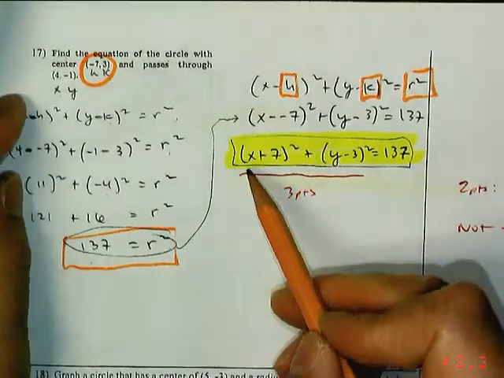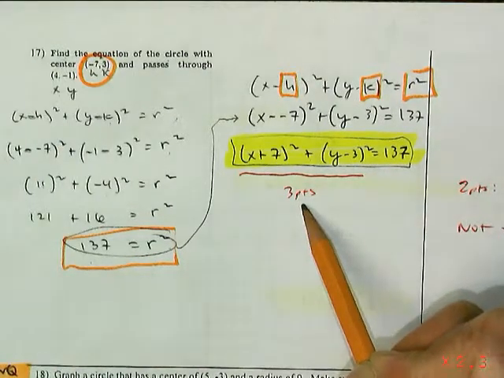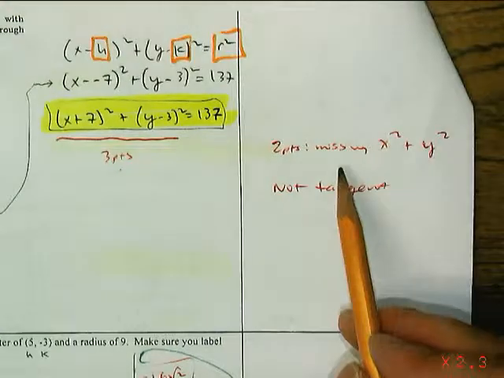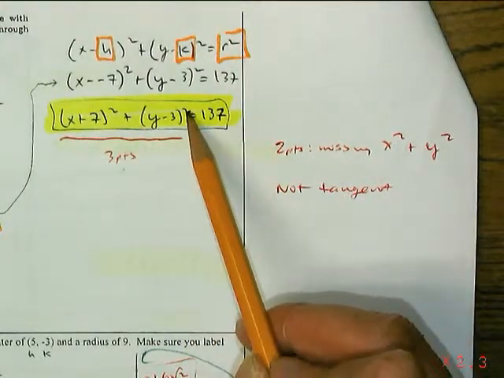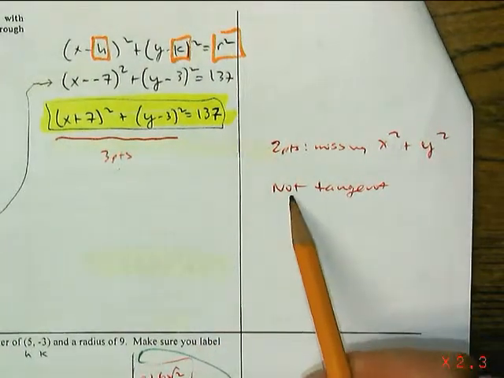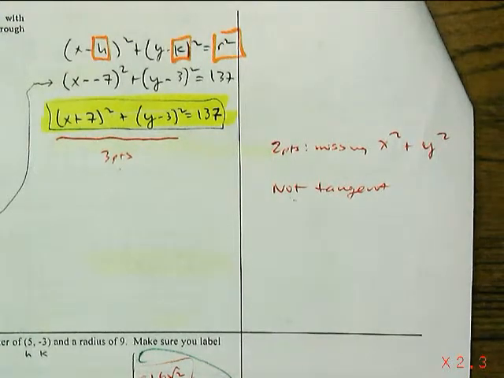If you just got (x + 7) squared plus (y - 3) squared, it gave you 3 points. That's how you're missing the r squared. If you forgot to write the power of 2, because circles have both the power 2 and the x and the y variables, I give you 2 points. And remember, the key idea is this is not a tangent line, so you're not finding a linear equation.